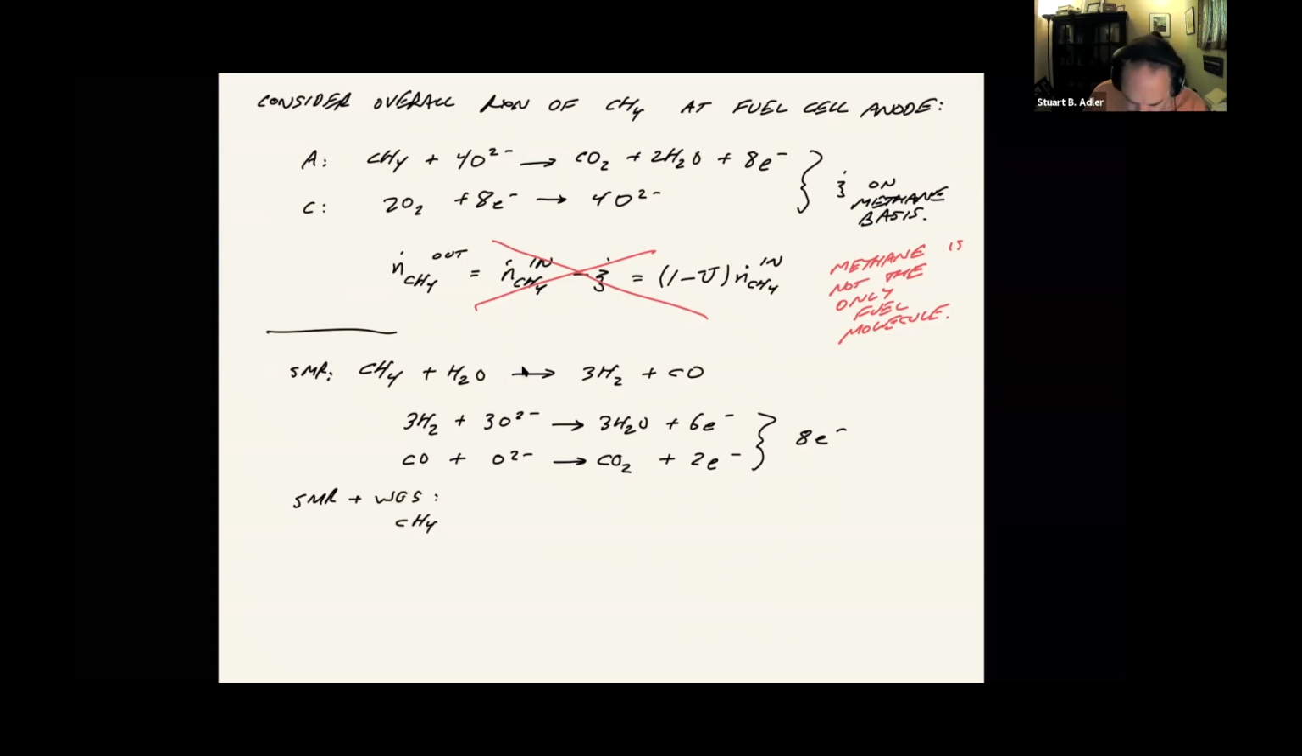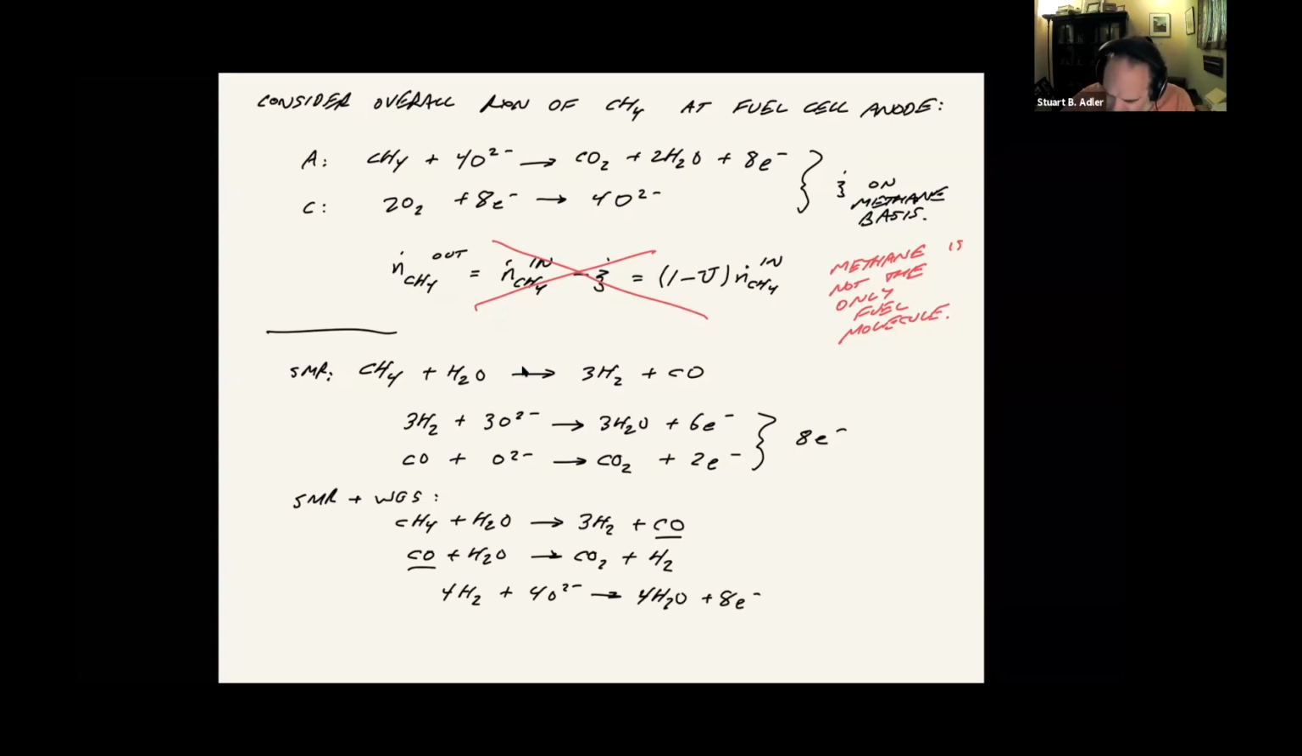So now consider steam methane reforming and water gas shift. So we're going to take CH4 and H2O, and we're going to make 3 hydrogen and CO. But then I'm going to take the CO and react it with water again to make CO2 and another hydrogen. So these two cancel. We're consuming and producing CO. And so the net effect is we're making CO2 and 4 hydrogen. So now we take those 4 hydrogen. That's going to react with 4 oxygen ions and take us to 4 H2O plus 8 electrons. So again, even with water gas shift, it's still 8 electrons. And I think that makes sense because all of these steps, these are chemical reactions, right?